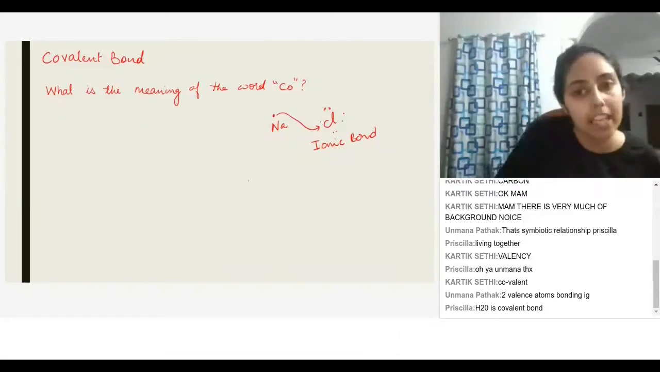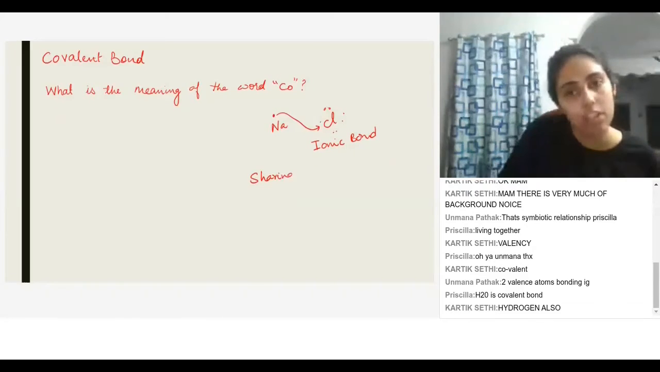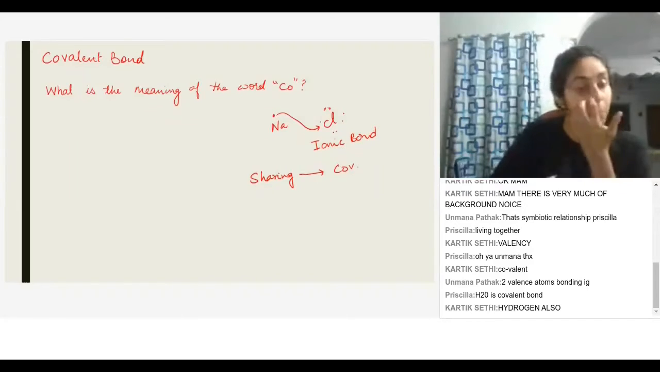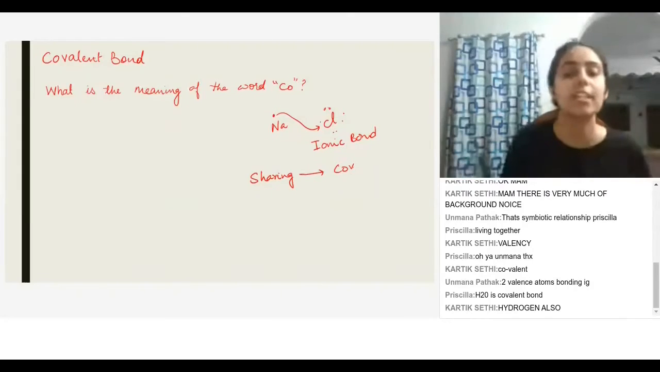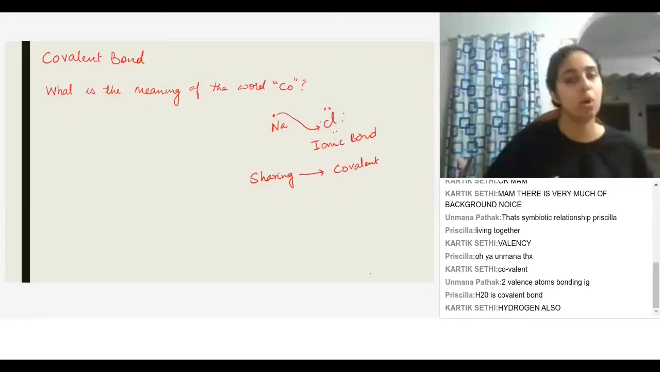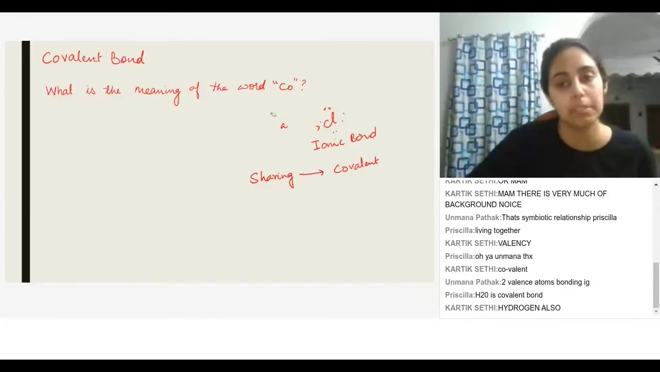Whereas sharing of valence electrons, sharing, not transfer, is called covalent bond. So the bond formed by sharing of electrons is called covalent bond. Now let us look at what cases are possible.